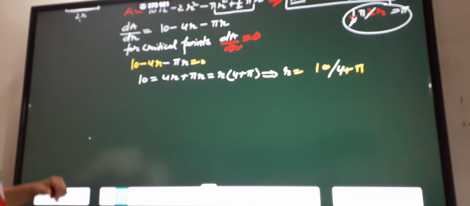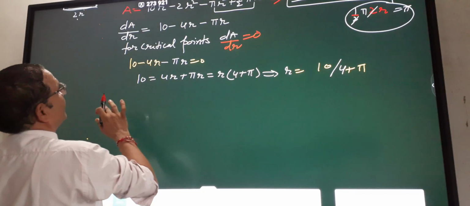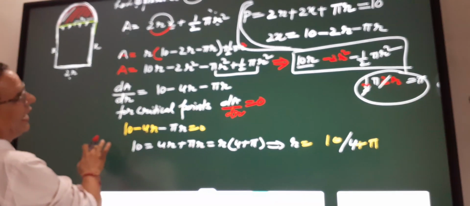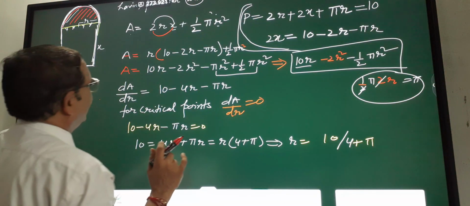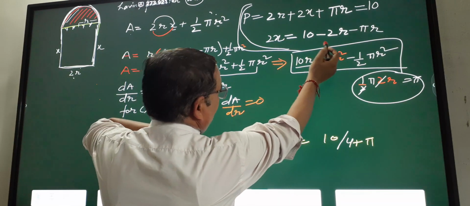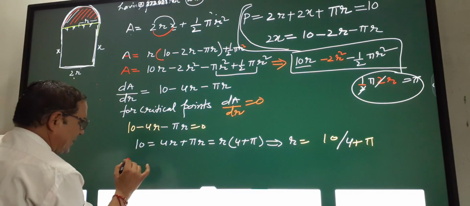So now there is a relation between r and x, and we have to find the dimensions of r and x. So let me move this down a little. Here it is, the relation between x and r. It is 2x equal to.